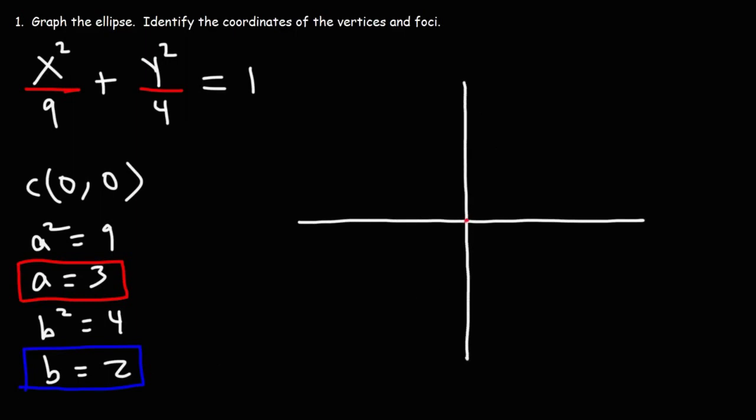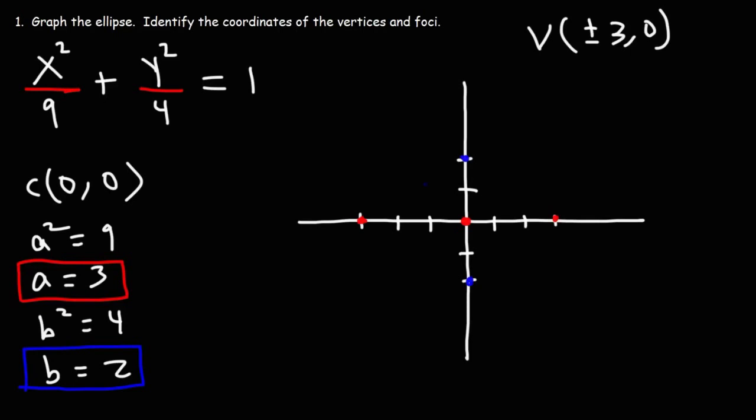So first, let's plot the center. a is under the x variable, so we're going to travel 3 units to the right from the center along the x-axis and 3 units to the left. So this gives us the coordinates of the major vertices, which is going to be plus or minus a, 0, or plus or minus 3, 0. Now b is 2, and b squared is under y squared. So we're going to go up 2 units from the center along the y-axis and down 2 units.